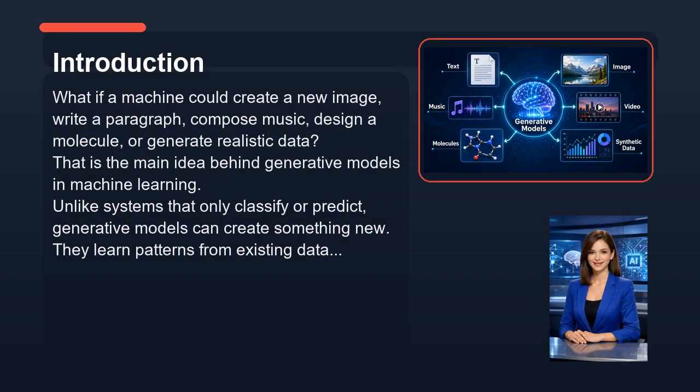What if a machine could create a new image, write a paragraph, compose music, design a molecule, or generate realistic data? That is the main idea behind generative models and machine learning. Unlike systems that only classify or predict, generative models can create something new. They learn patterns from existing data and then produce new examples that look similar to the original data.